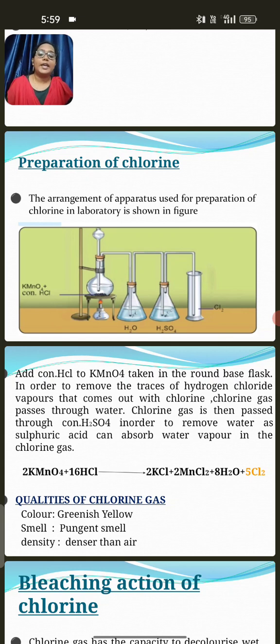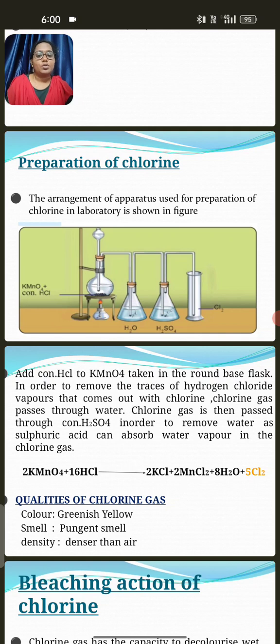First of all, we take potassium permanganate in a round bottom flask. Then we add concentrated HCl to it using a thistle funnel. By the reaction of potassium permanganate with the concentrated hydrochloric acid, we get chlorine gas along with potassium chloride, manganese chloride and water. This chlorine gas is then passed through a delivery tube to a conical flask filled with water. This is done in order to remove the hydrogen chloride vapor that comes along with chlorine gas.